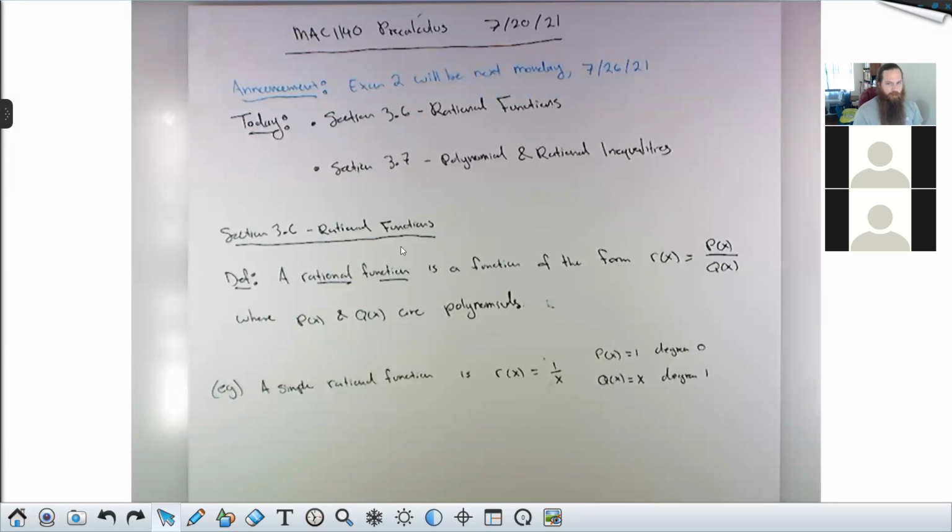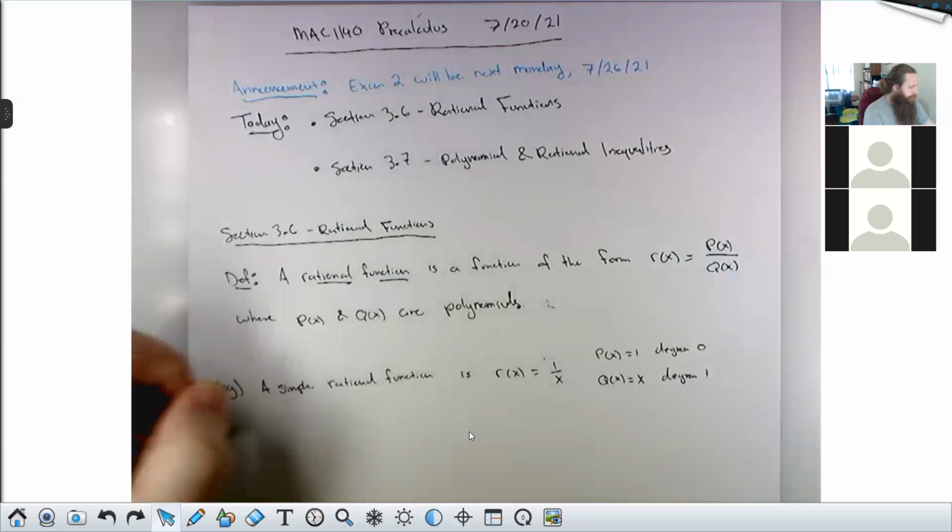Okay, simple rational function, 1 over x. The polynomial p is the constant polynomial, or the degree 0 polynomial 1, and the downstairs polynomial q of x is the degree 1 polynomial x. So this does fit this definition. Let's take a look at its graph.